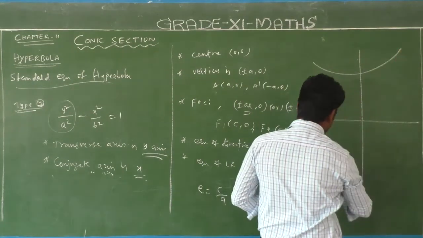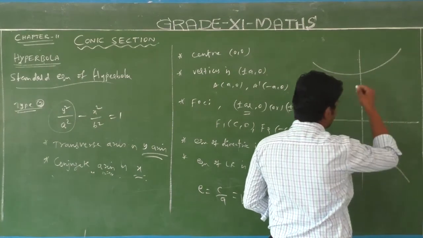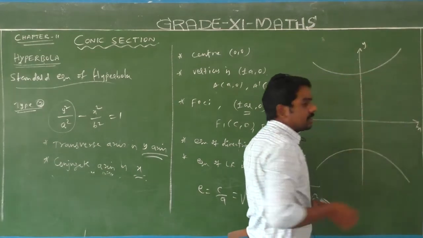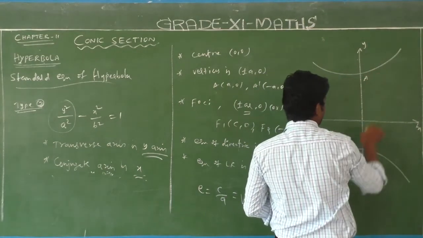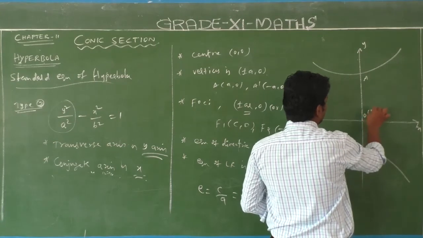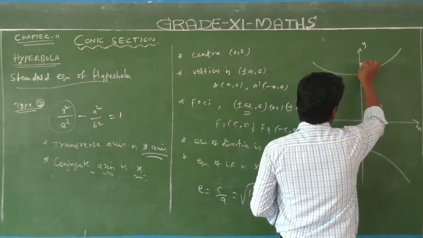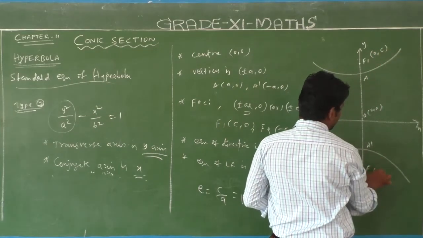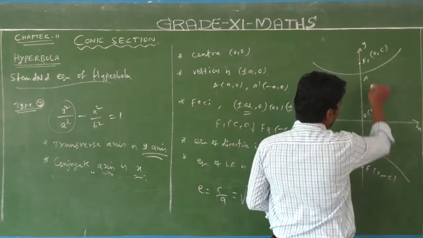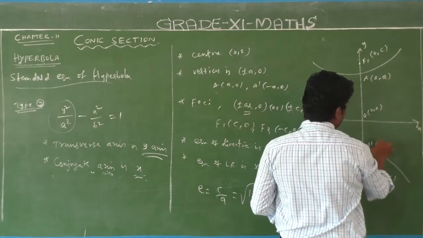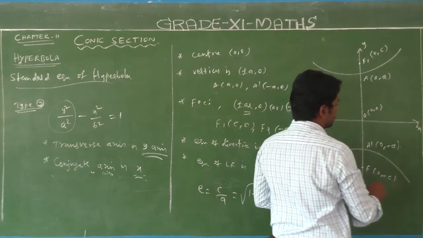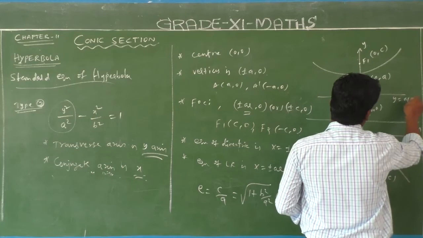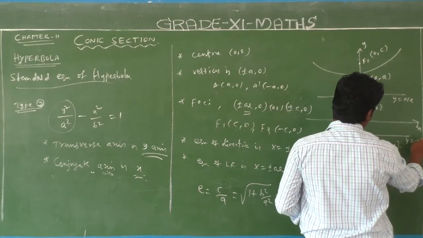This is a hyperbola. Here the x-axis is the conjugate axis and the y-axis is the transverse axis. The center is 0, 0, and the foci are F1 (0, c) and F2 (0, minus c). A is (0, plus a) and A dash is (0, minus a). Here the fixed lines, the directrices, are y equal to a by e and y equal to minus a by e.